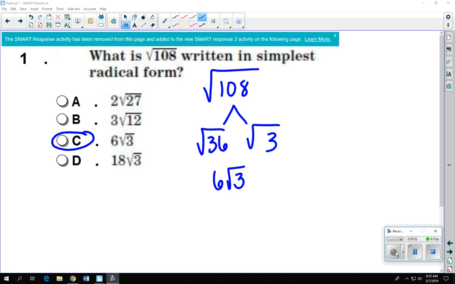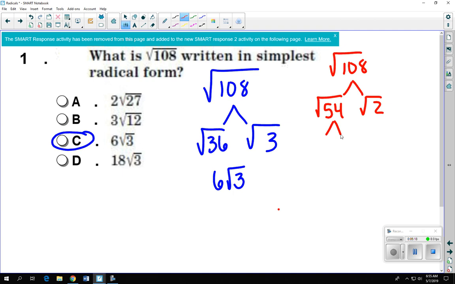If you were to take a different approach on this, let's say that you take the square root of 108 and you split it into the square root of 54 and the square root of 2. Now, I know I can keep simplifying the square root of 54, which will go into the square root of, no, not the square root of 9.